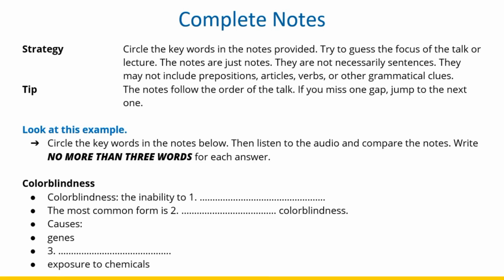And it's very important to pay attention to the following words we have. So for example, here we have causes, and as you see, we have 3 causes. So you have genes and you have exposure to chemicals. So that means you need to listen carefully to the 3rd cause of color blindness.